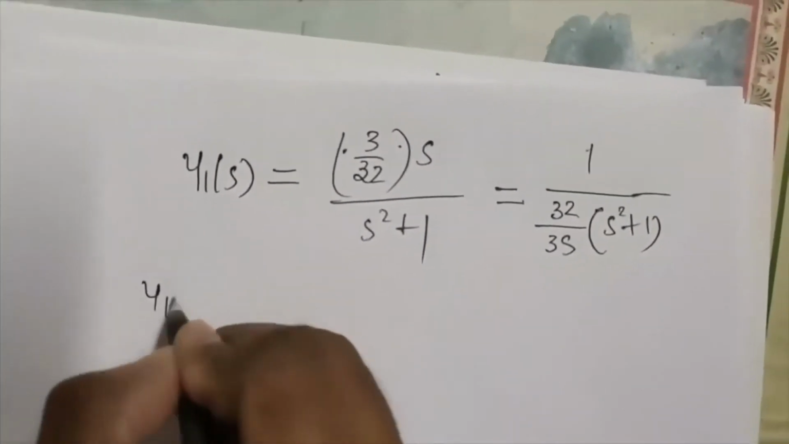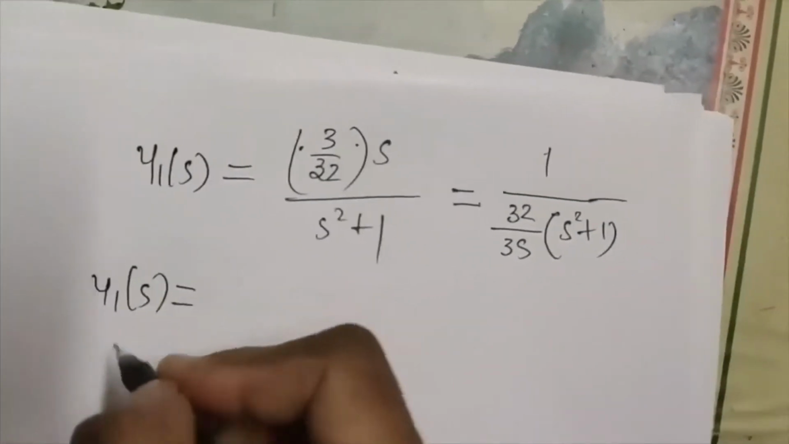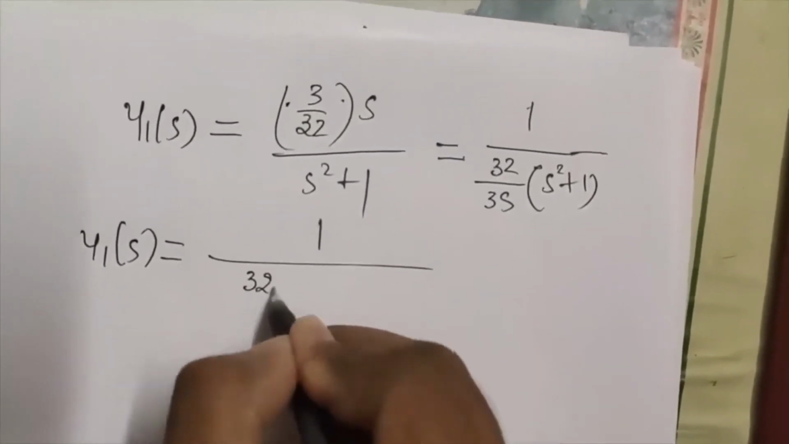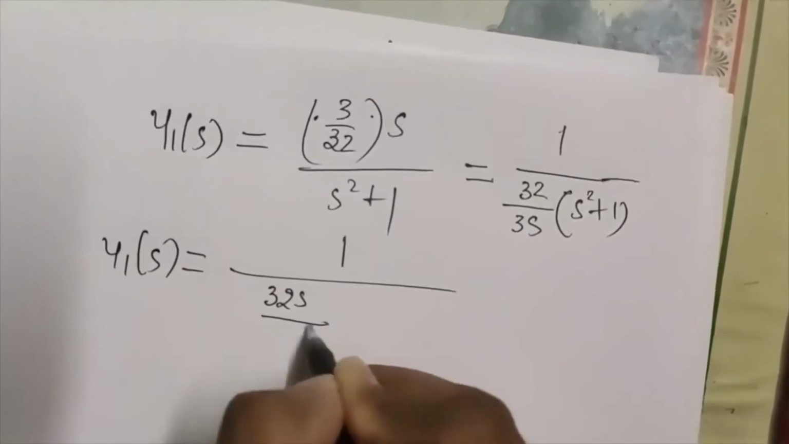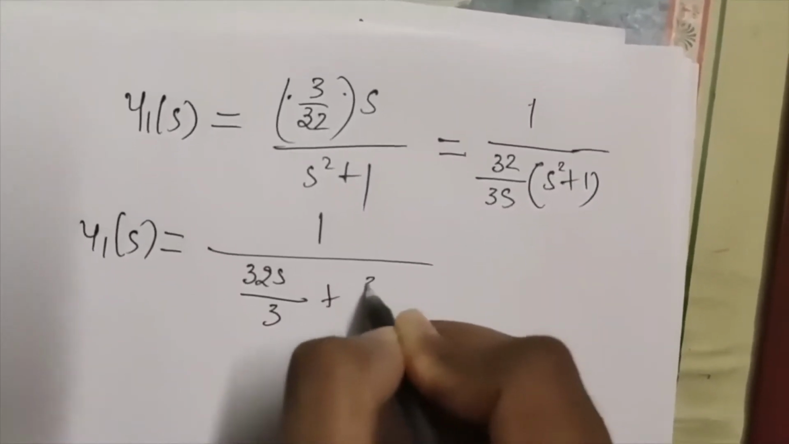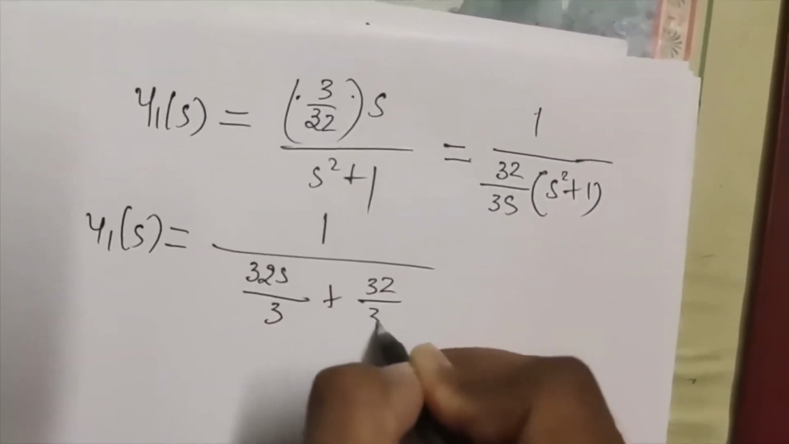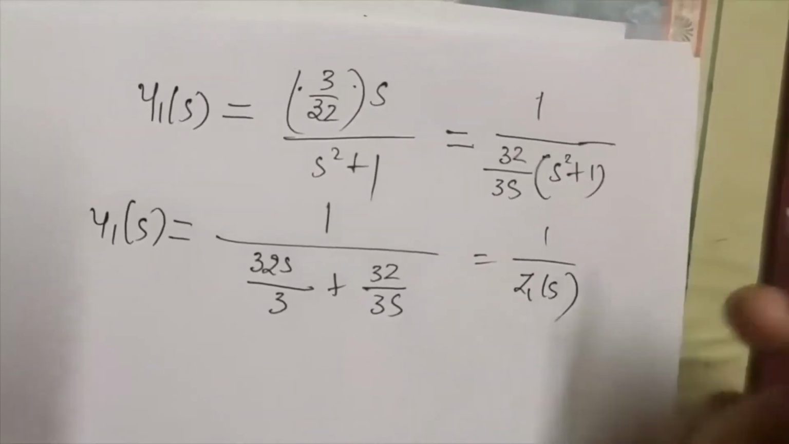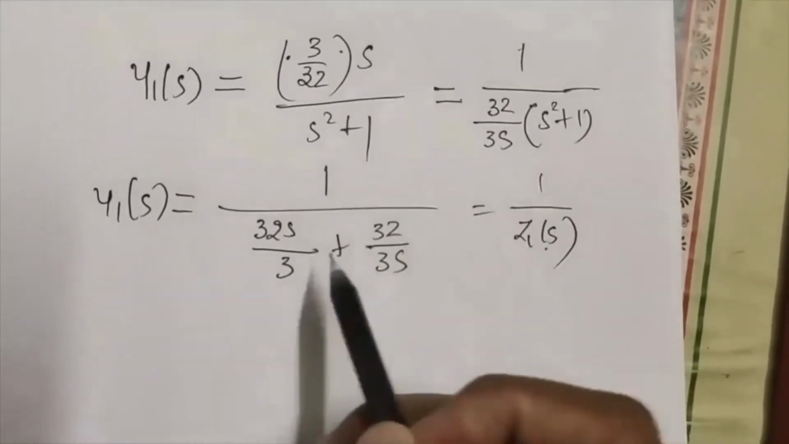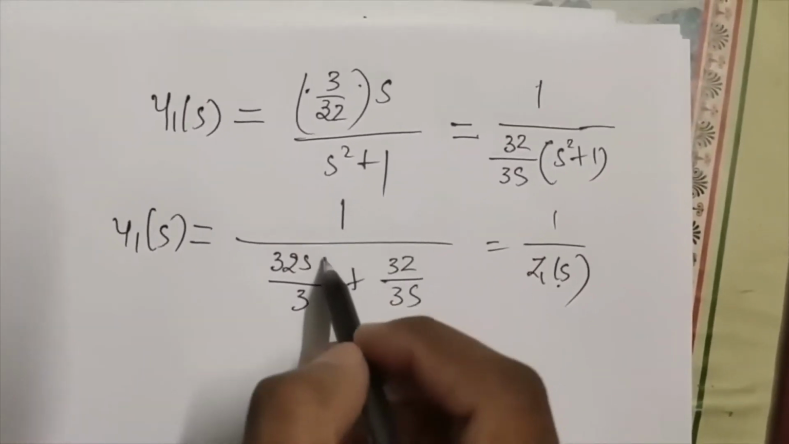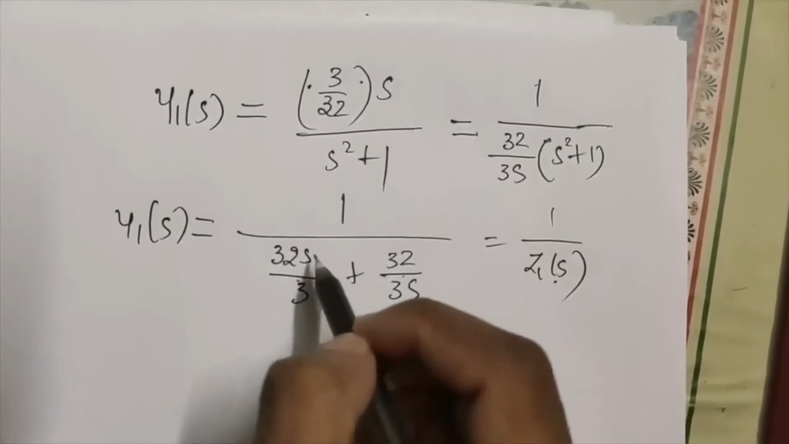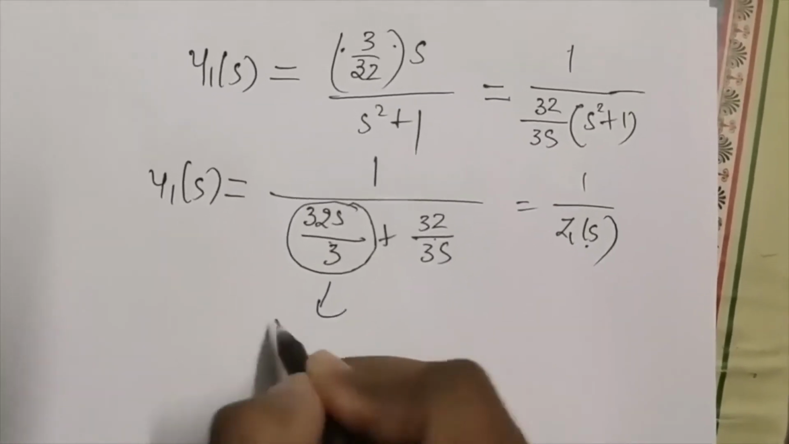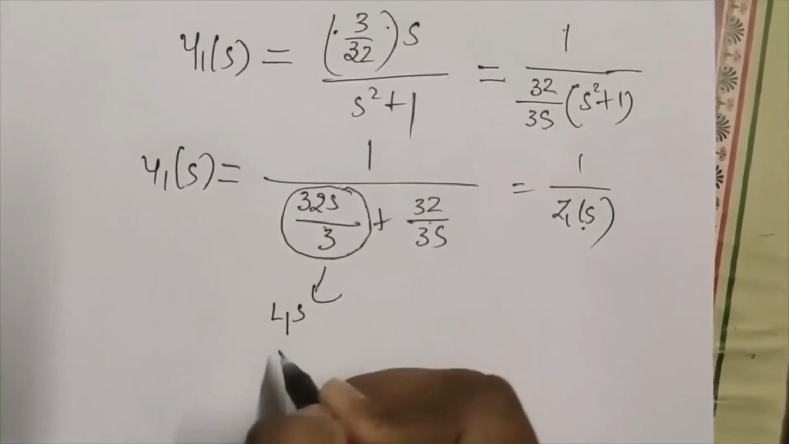So upon expansion, y1 becomes 1 divided by (32s by 3 plus 32 by 3s). This I can write as 1 by z1 of s. Since impedances are being added, these two elements should be in series. Since this is an impedance term, this is of the form L1s.